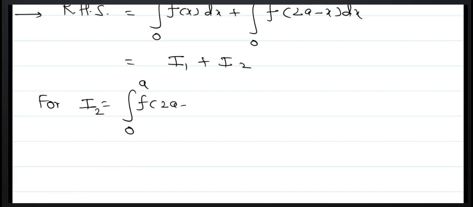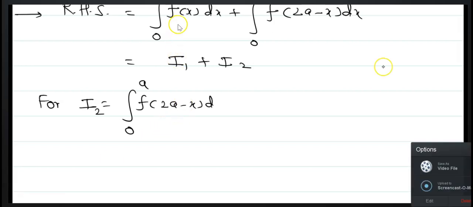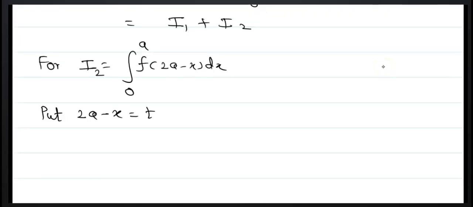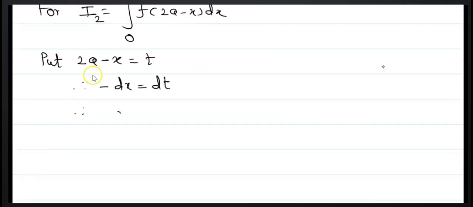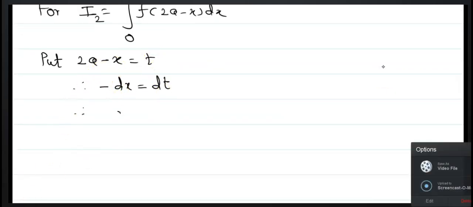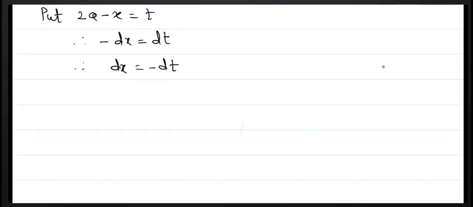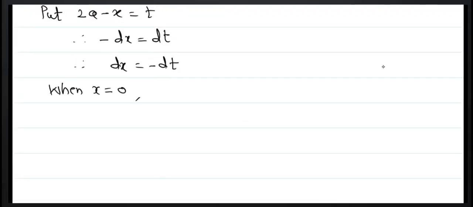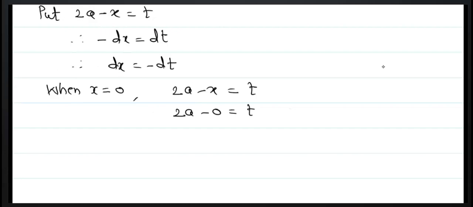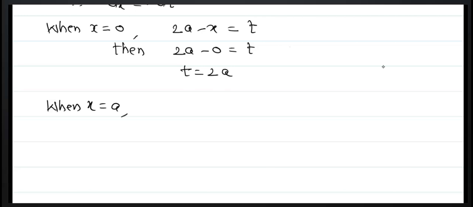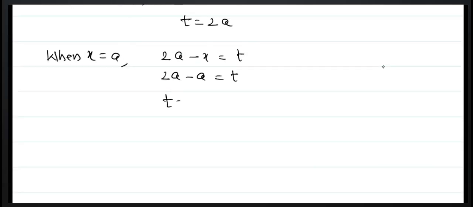For I2, I1 is as it is, it has no problem. We'll solve the I2. I2 is equal to integral 0 to a f of 2a minus x dx. Put 2a minus x equal to t. Therefore, differentiating, minus dx is equal to dt, so dx is equal to minus dt. When x is equal to 0, 2a minus x, that is t, is equal to 2a. And when x is equal to a, then t is equal to a.